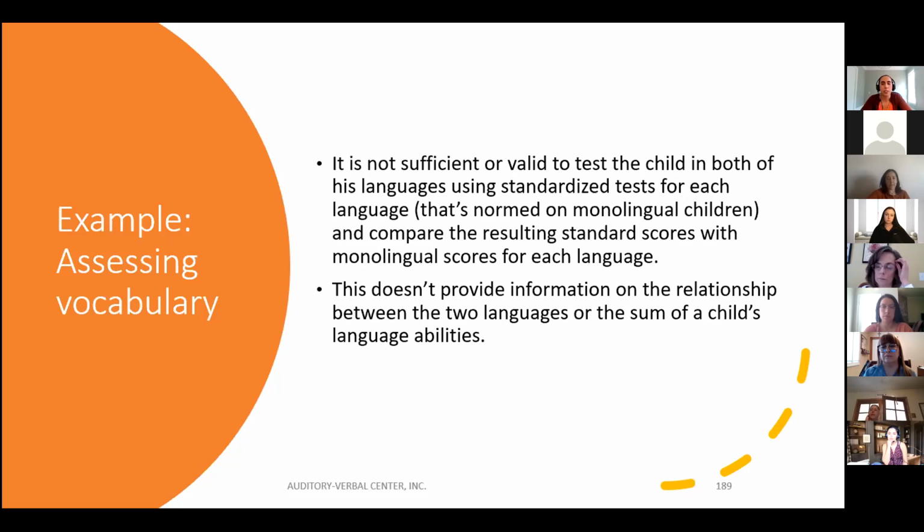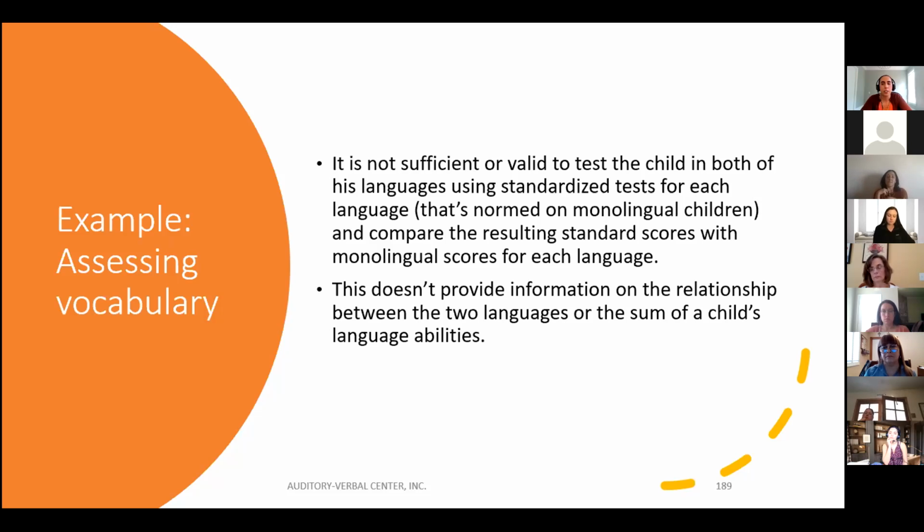So this is where it gets complicated, because you're like, okay, well, you just told me you need to assess in both languages, but it's not enough to just do that. Because if you are assessing a child in Spanish, but then also in English, let's say in English you give him the MacArthur-Bates or you do the EVT, you can't just compare those scores to monolingual norms of children who've only been learning English and consider that valid. Because this doesn't provide information on the relationship between the two languages or the sum of a child's language abilities.